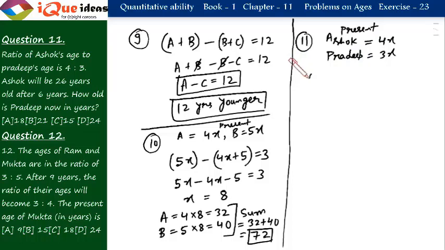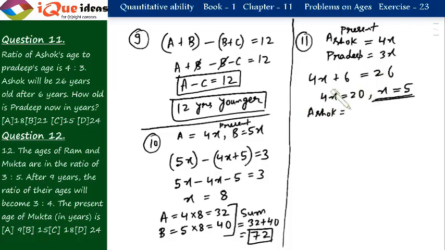Ashok will be 26 years old after 6 years. That means 4x plus 6, that is equal to 26. So we have 4x equal to 20, x equal to 5. Right? So we got the value of x. So that means Ashok's present age would be 4 into x, that is 4 into 5, 20 years, and Pradeep's present age would be 3x, that is 3 into 5, which is 15 years. The question is asking Pradeep's age, so it is 15 years.